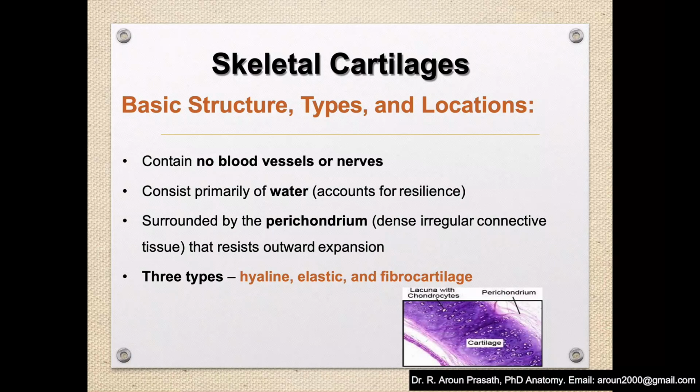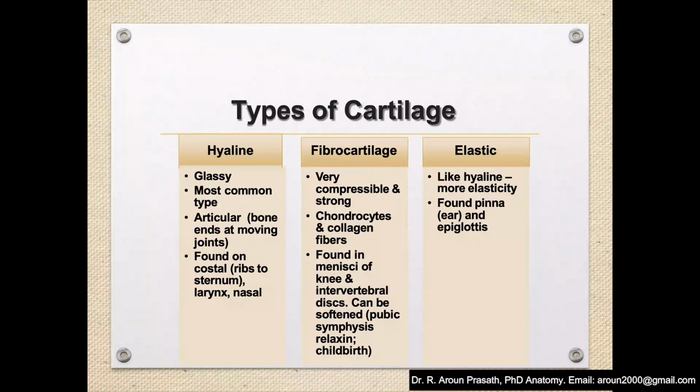These cartilage cells primarily consist of water. The outer surface of the cartilage we call the perichondrium. In total there are 3 types of cartilage: hyaline cartilage, elastic cartilage, and fibrocartilage. We are going to discuss all this in detail.